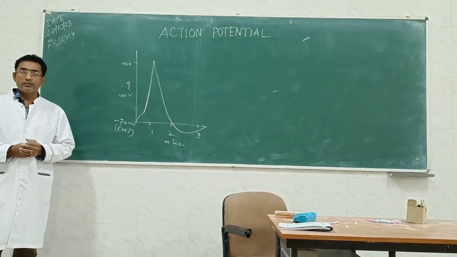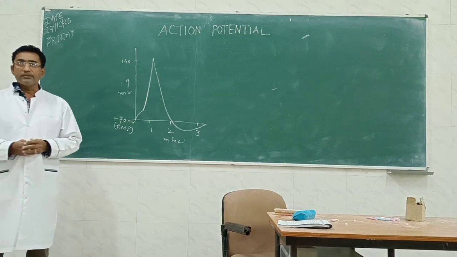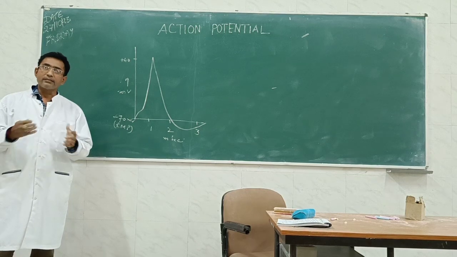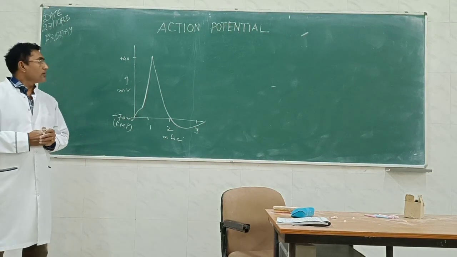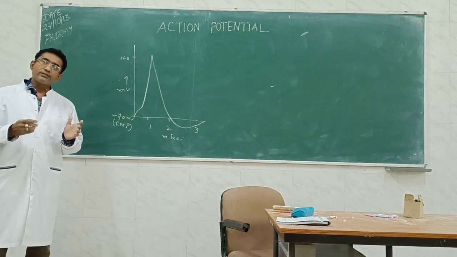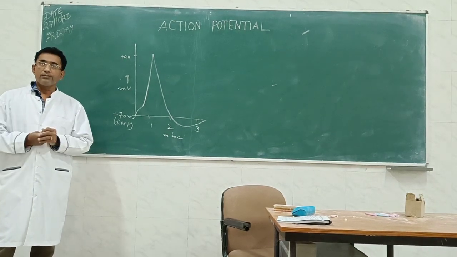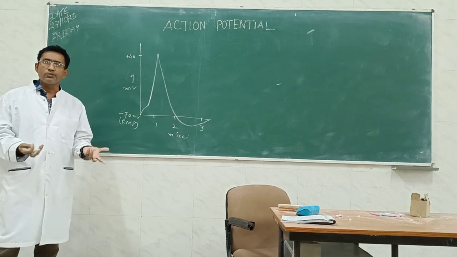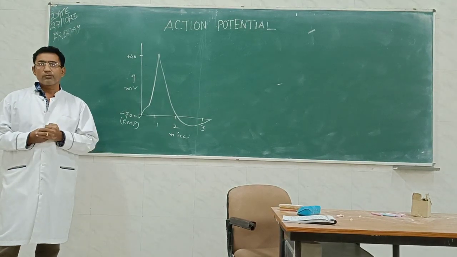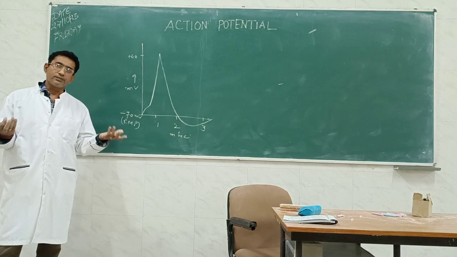My topic of discussion is action potential. Action potential, which we can see in every type of excitable tissue. Every type of excitable tissue can be a neuron, it can be a smooth muscle, it can be a skeletal muscle, it can be a fatty muscle.